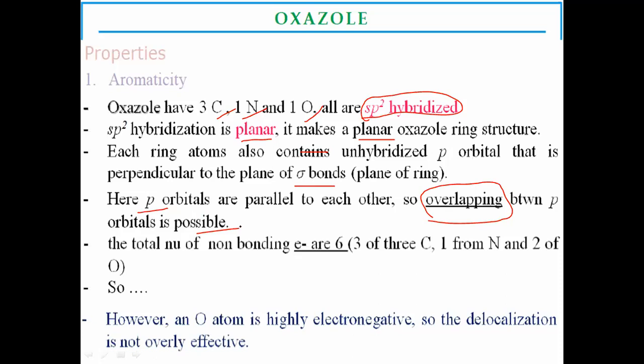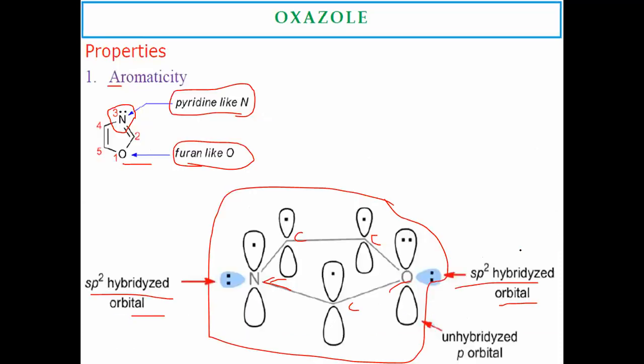And here the total number of non-bonding electrons present in the oxazole ring is 6. Which ones? 3 electrons from carbon atoms, 1 electron from nitrogen, and 2 electrons from oxygen. If you see these pictures, these are the 2 electrons from oxygen and 1 electron from each of these 3 carbon atoms, and 1 from this nitrogen. So total 4 from carbon and nitrogen and 2 from oxygen.